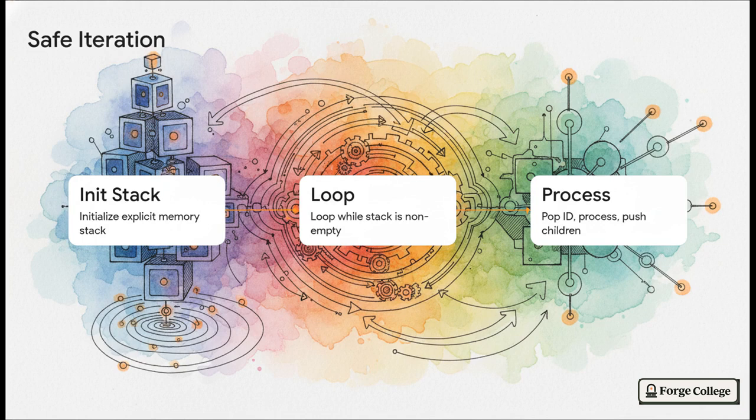Here's how it works. Step 1, initialize an explicit memory stack with your root ID. Step 2, create a flat while loop that just keeps running as long as that stack isn't empty. And step 3, pop an ID off the stack, process it, and push its children right back onto the stack. By doing this, we're replacing those super expensive, deeply nested EVM call frames with a flat iterative loop and an explicit memory array. Suddenly, your gas behavior becomes completely predictable. It's a total game changer.